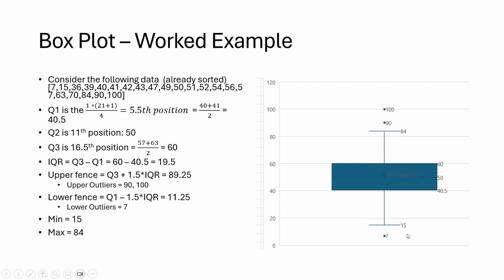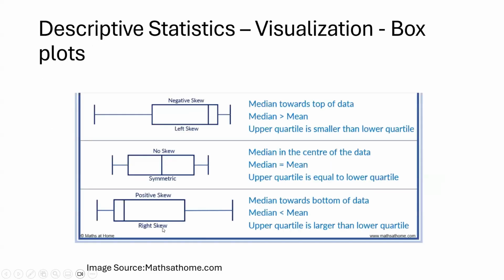अच्छा, इसमें ये आ गया 15. ये आउटलायर as a dot modeled here, 40.5 lower quartile, 50 as your median or Q2, and 60 as the upper quartile या फिर Q3, 84 जो कि highest value है, highest regular value, and two outliers 90 and 100. So this is as simple as this.